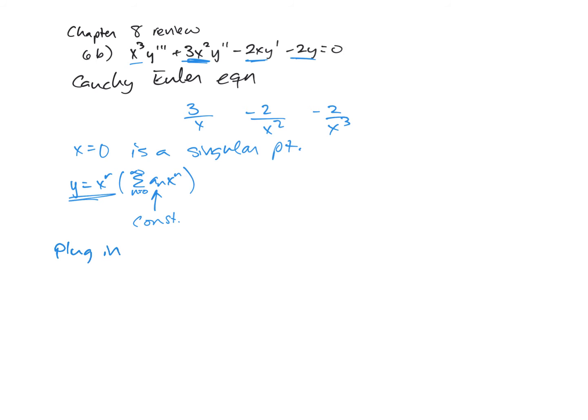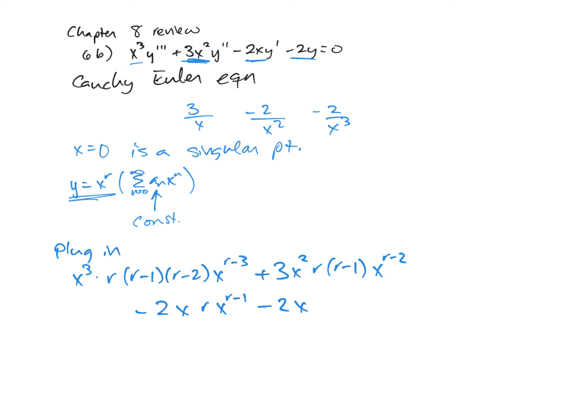So if we plug in, we get x cubed times r minus 1, r minus 2, x to the r minus 3, right? Plus 3x squared, r minus 1, x to the r minus 2, minus 2x times x to the r minus 1, minus 2x to the r equals 0.